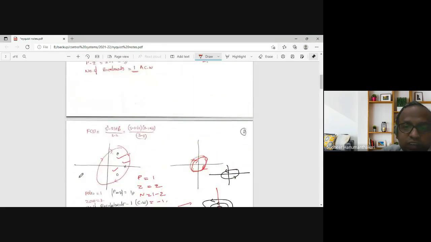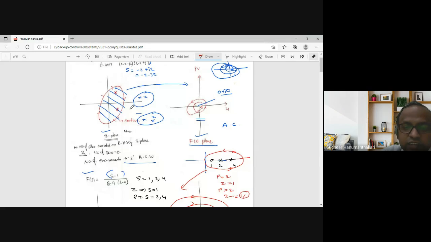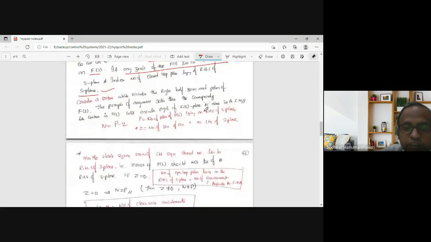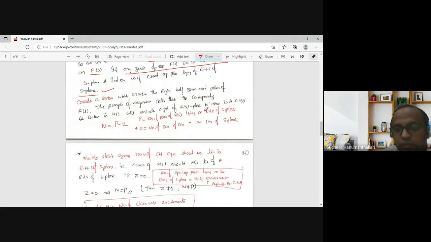Previously, we have observed certain plots, right? In F(s), if there is any pole lying on the right hand side of the s plane, then you will have one anti-clockwise encirclement. If any zero lies on the right hand side of the s plane and you draw the contour such that it is encircling that, you will have one encirclement in the clockwise direction. If the numbers of poles and zeros are equal, the number of encirclements is zero. If that condition is not satisfied, the system is unstable. If the condition is satisfied, the system is stable.